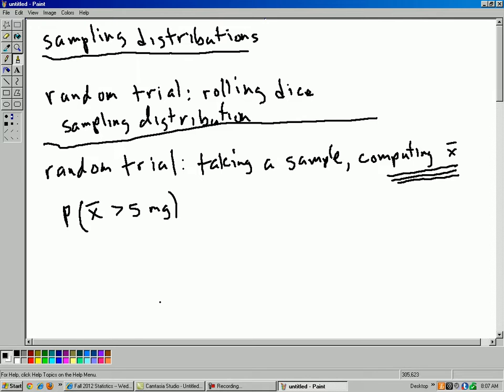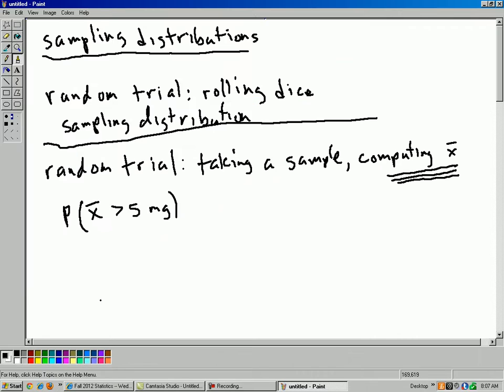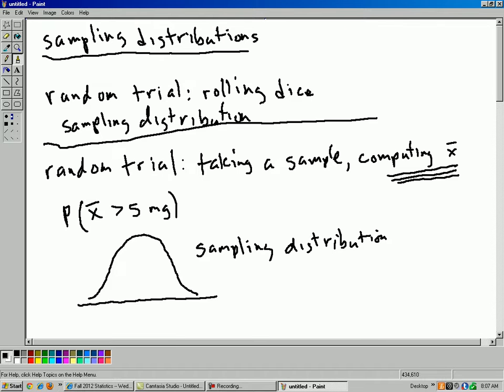Well, instead of looking at a chart like this for dice, we look at a sampling distribution. The sampling distributions we've encountered so far have been normal curves. So you look at the sampling distribution, and that is kind of like your chart of all the 36 outcomes, except this is a distribution of all the possible x bars.